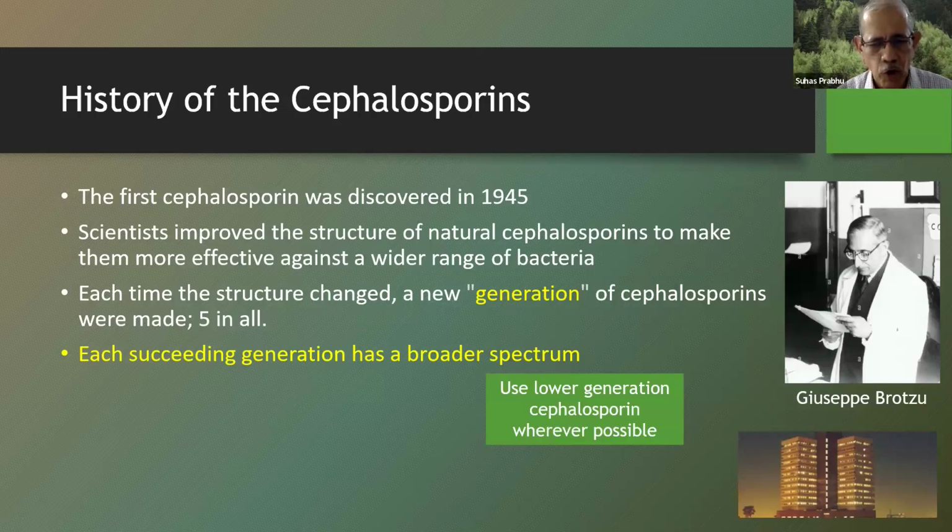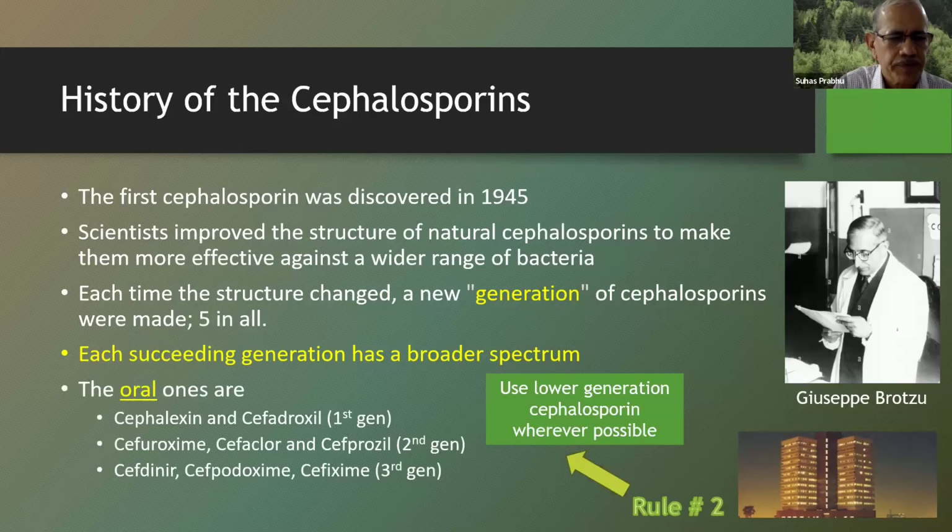So we require focus. So obviously, since the lower generation has a narrower spectrum, we have to use a lower generation cephalosporin wherever possible. That is, if you have an option of using first and third generation, use the first generation. If you have an option of using second versus third generation, use the second one. So this is rule number 2. Use the lower generation cephalosporin wherever possible.